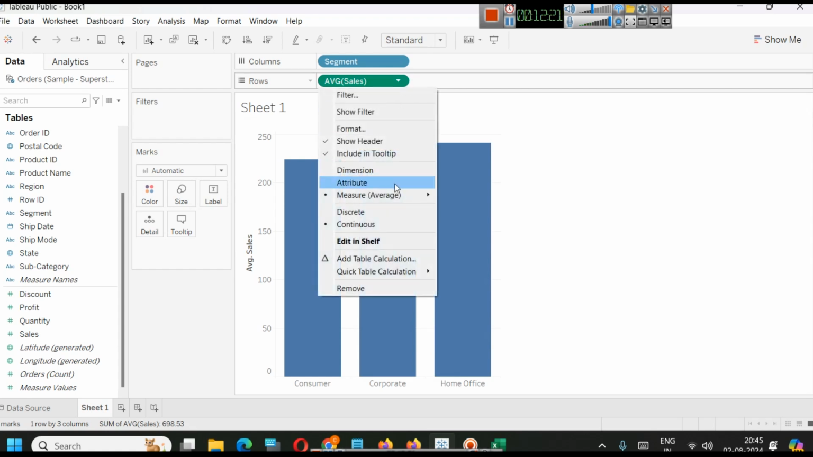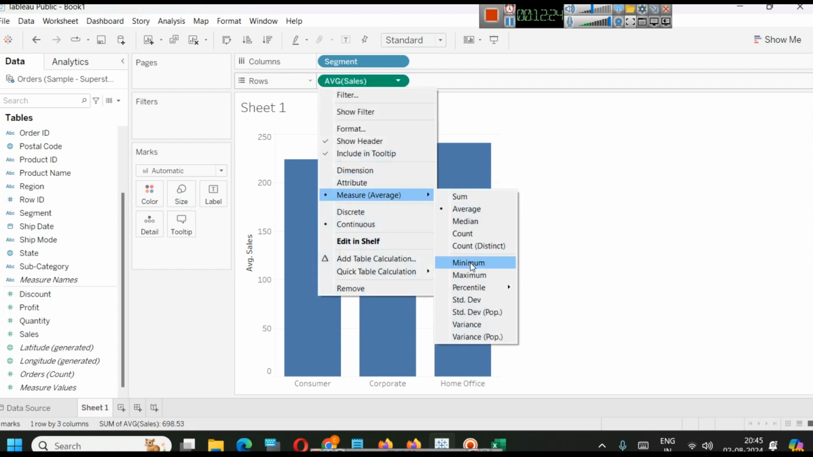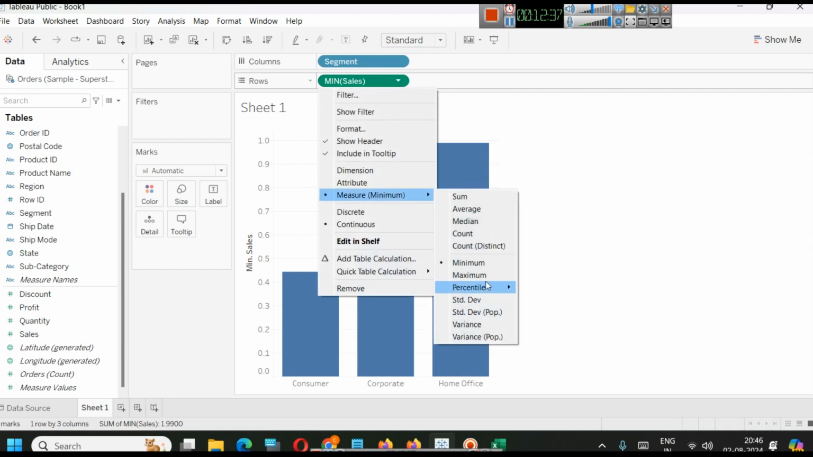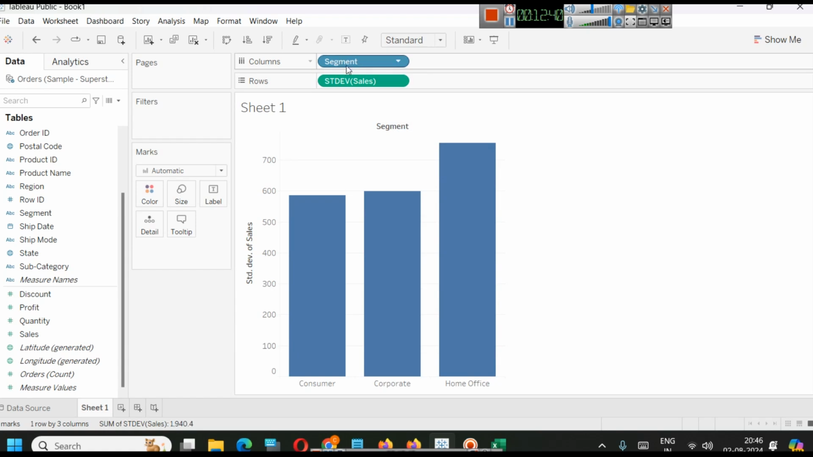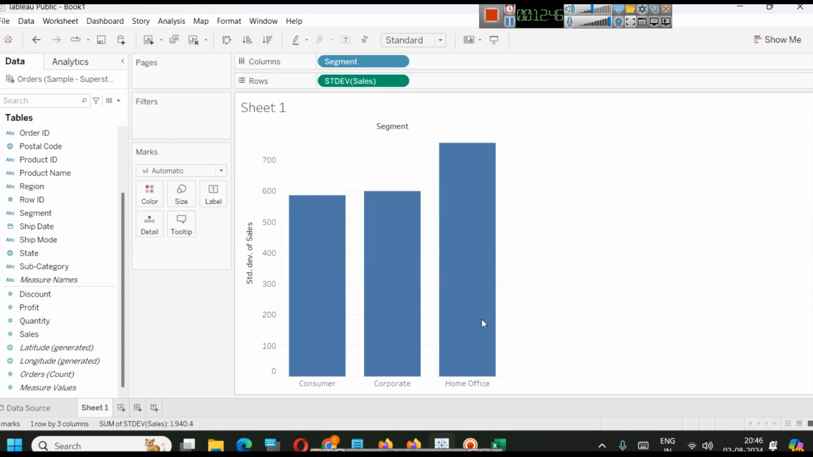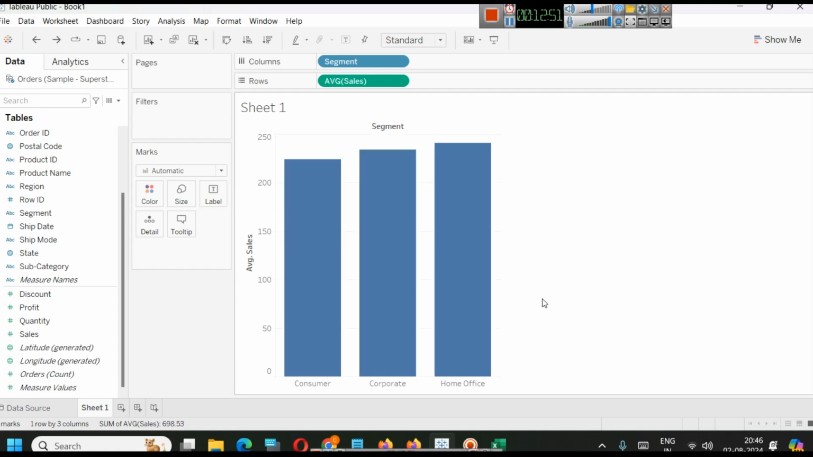Now similarly there will be minimum, right? As you can see, even the minimum order value in home office is close to $1. We also have standard deviation and variance, which we will study later, like what these statistical measures are. So this is when we create a bar graph.